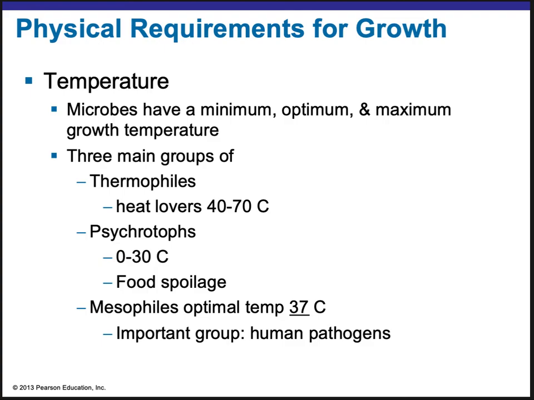All right, mesophiles are the group that we're talking about throughout the course the most because these are where the human pathogens are found, right? There are other non-pathogens in this group as well, but for our purposes, we care about the pathogens. So because the optimal temperature for mesophiles is 37 degrees Celsius, and that is our body temperature, you can see the connection, right?